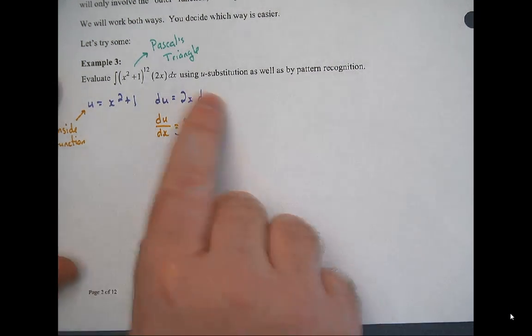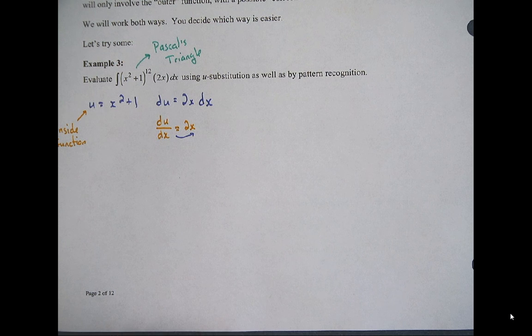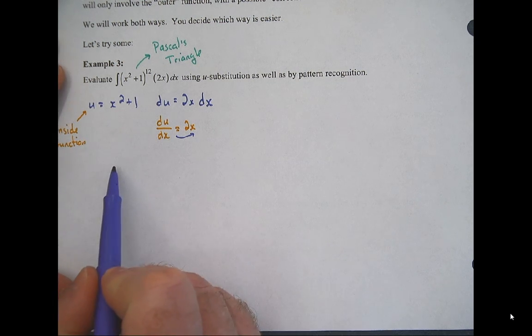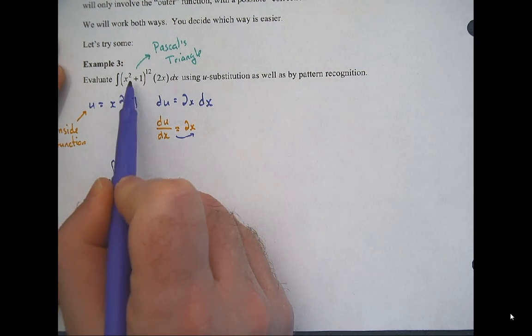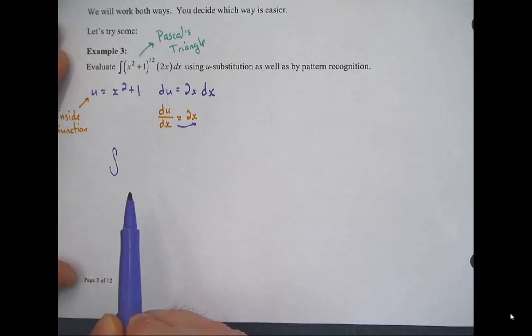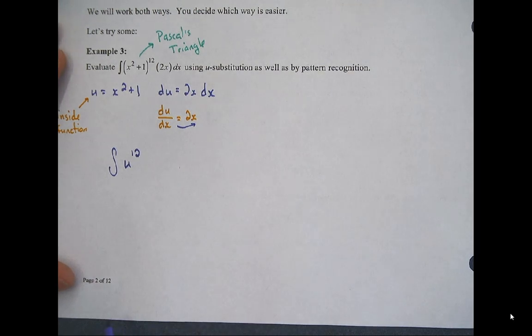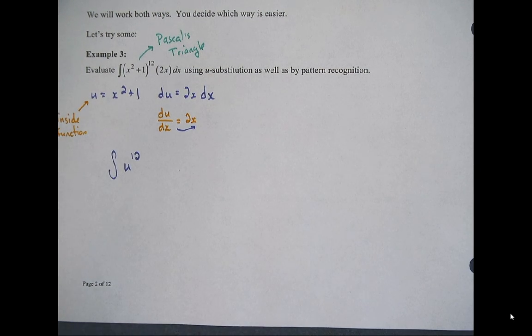Okay, so how does this help us? Well, now go back to your integral. We're taking now the integral of x squared plus 1. But what did we call x squared plus 1? We called that u. So now I can take that out and replace that as u to the 12th instead of x squared plus 1 to the 12th.